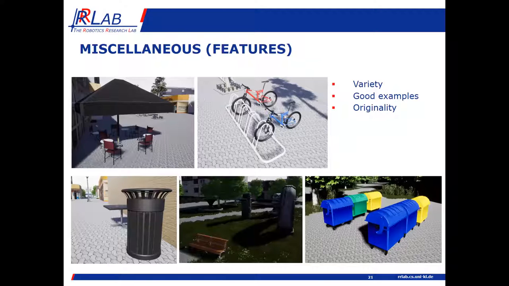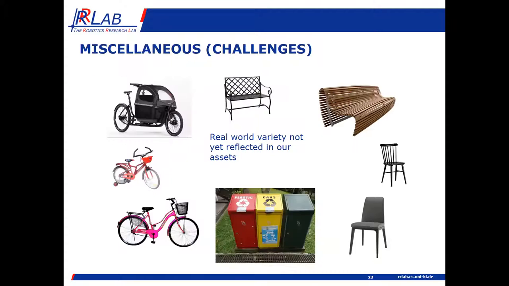What I normally do is look into online free websites where I can get these basic models. I download them and import them in Blender, and based on my requirement, if I need a blue color or a different size, I adjust this and then import it into Unreal Engine. But the real world variety is not yet reflected in our assets. In reality, we have different kinds of bicycles, dustbins, chairs, and we cannot just directly have all of that in Unreal. But we can look into the marketplace if more possibilities are available.